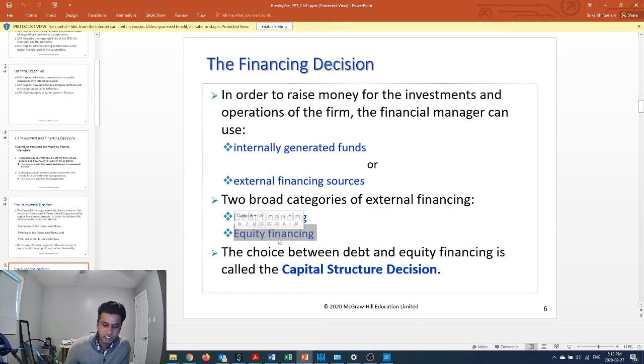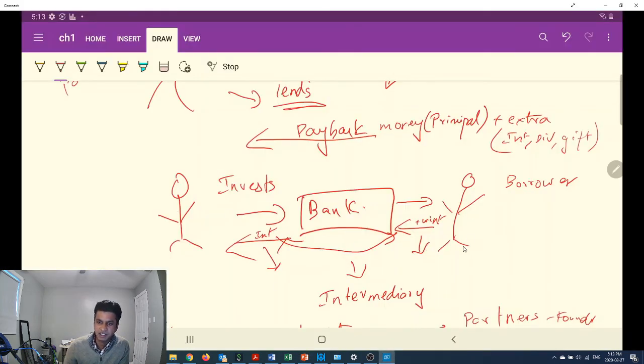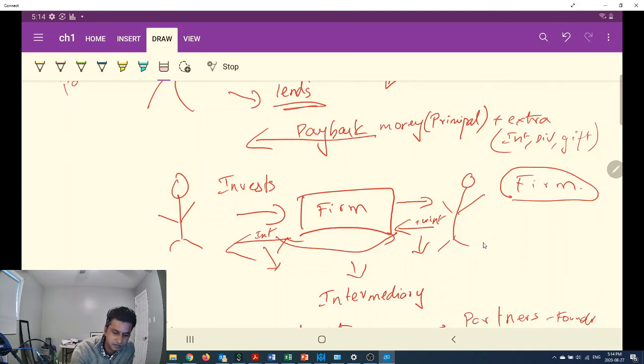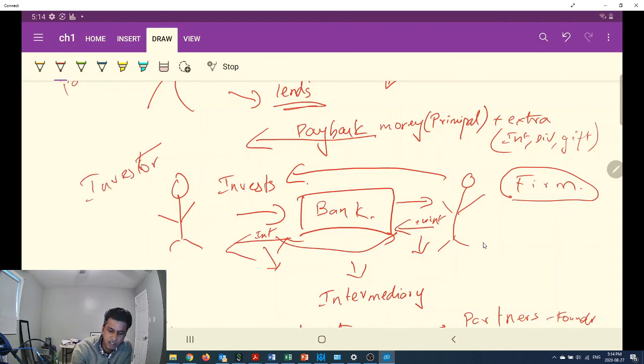Okay, that's equity financing. So debt financing is a lot more straightforward. This is similar to the bank example over here, but instead of the bank, it's just the firm. Okay, so replace this bank with firm. Actually, it's a little different. The borrower is the firm. The borrower in this scenario, the firm, can borrow from the bank through debt, or in some scenarios, if you're big enough, you could borrow directly from the investor. And this person is the investor. Whenever you borrow money, that's known as debt financing.